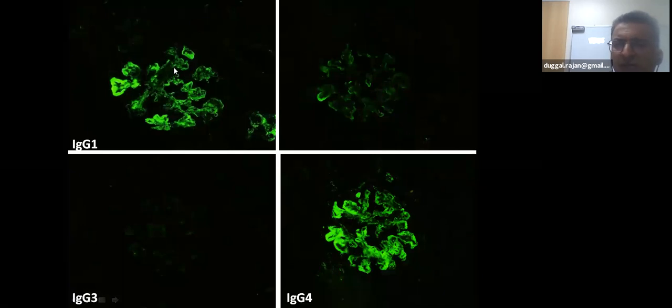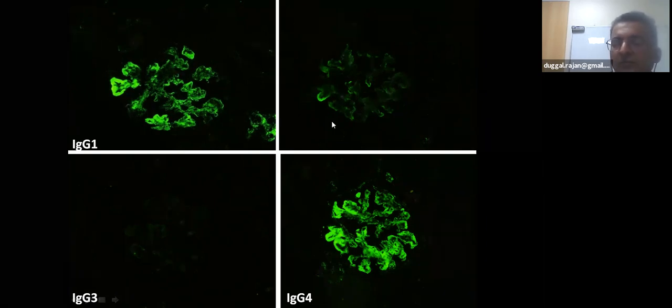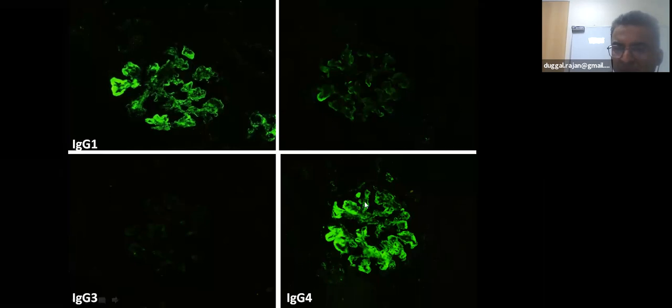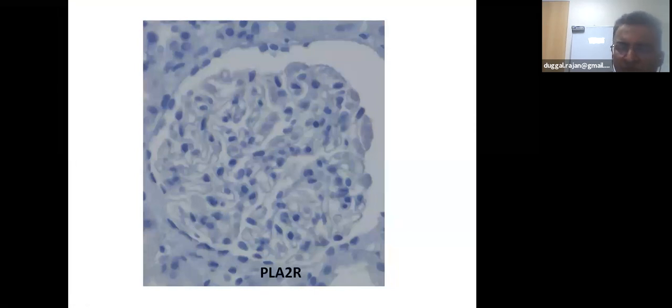So you see multiple IgG subclass staining: IgG1 was strong, IgG4 was strong, and there was IgG2 also, which was like 1 plus. So multiple IgG subclass staining also commonly occurs in a secondary membranous. Compared to that, in primary membranous, mostly it is IgG4 which will be 3 plus. There could be IgG1 which could be 2 plus, but IgG2 and IgG3 will be negative. PLA2R and thrombospondin were done, which were negative in this case.